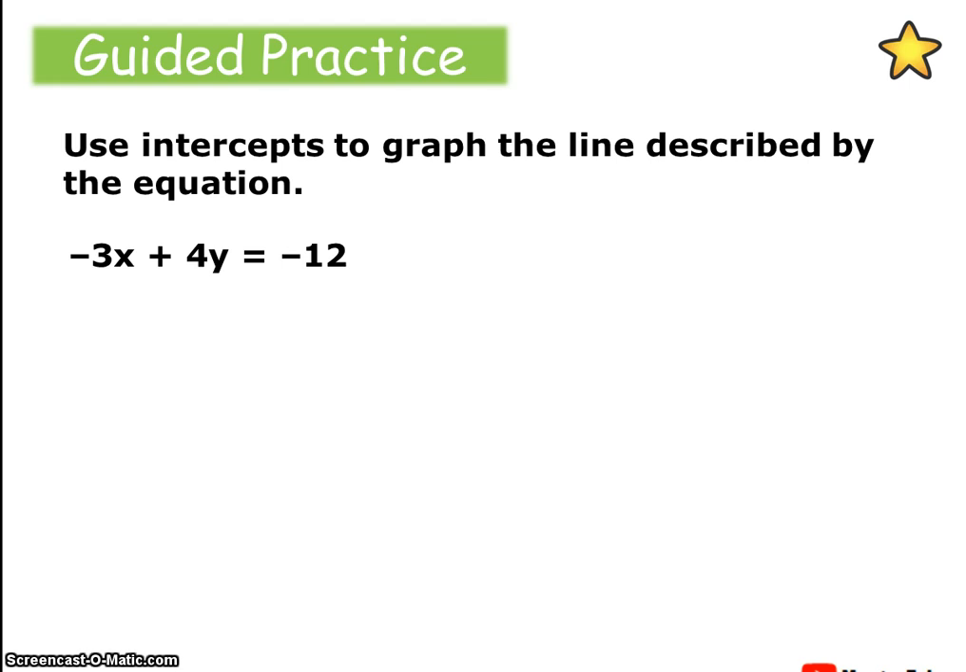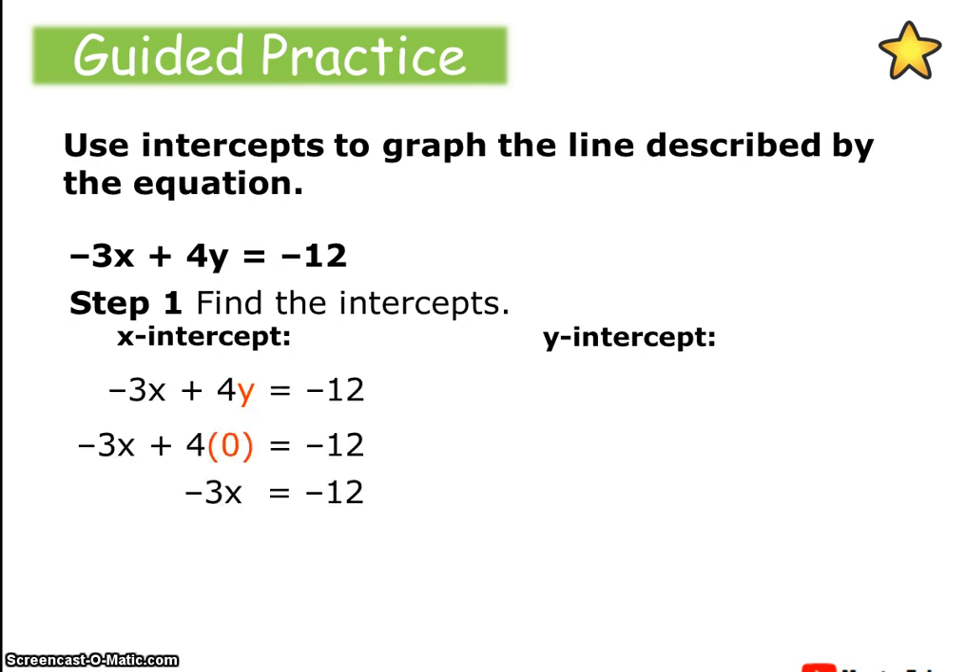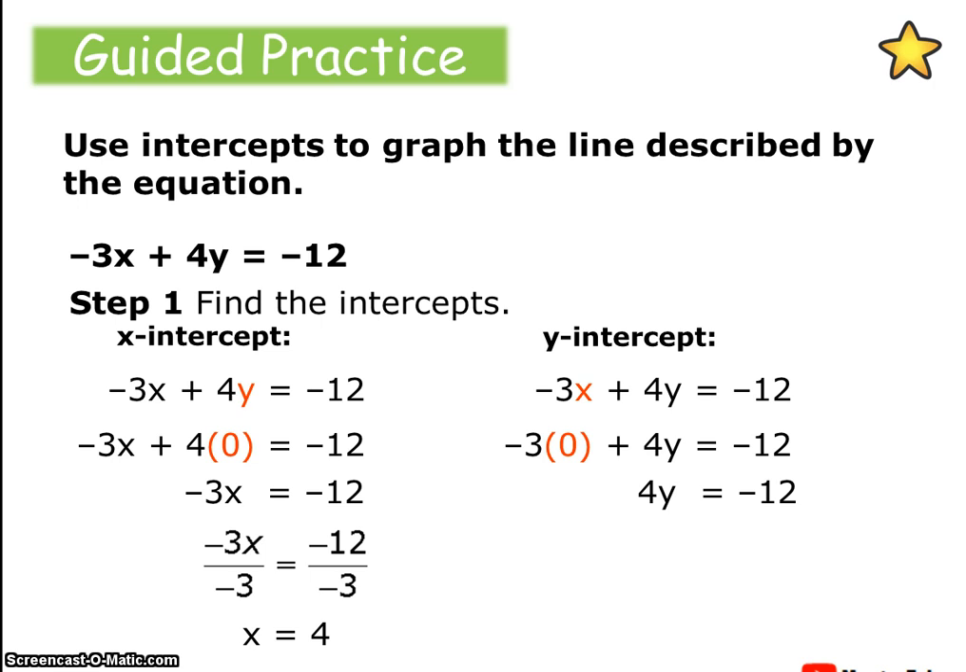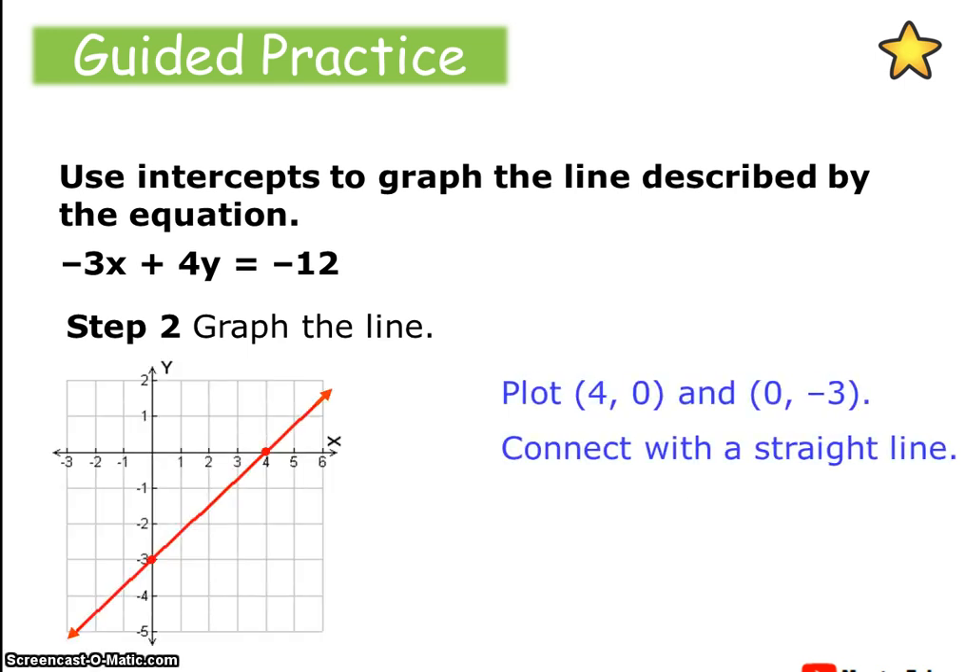Alright, welcome back. So hopefully you identified the x and y intercept by plugging in 0 for the x and y coordinates. When y is 0, it appears that x is positive 4, and when x is 0, y is -3. So we can use those two intercepts to graph the line by plotting 4, 0 and 0, -3. And then we simply connect those two intercepts to make our line.